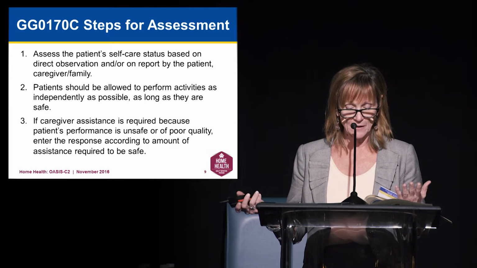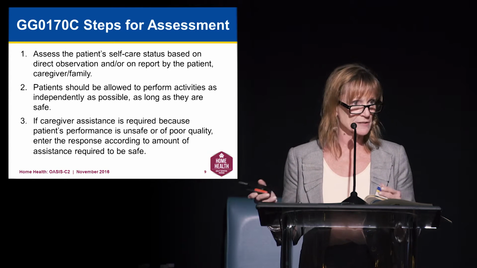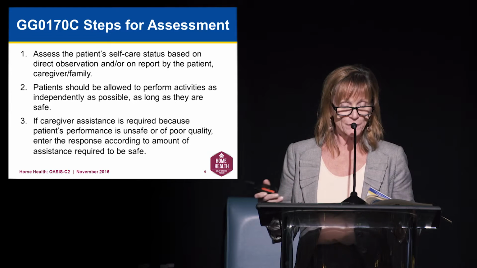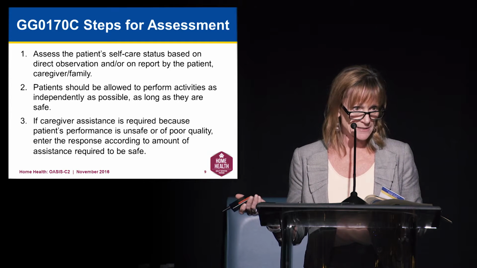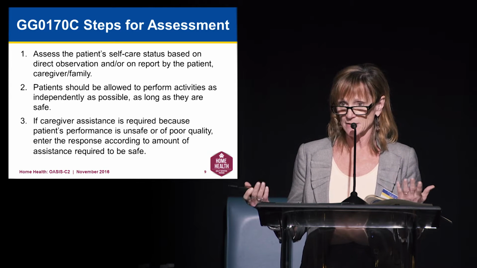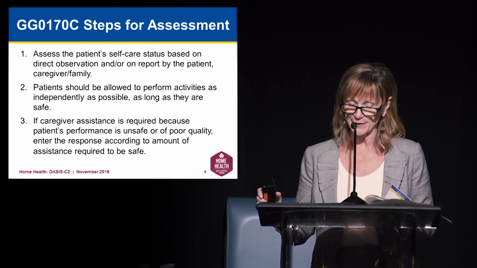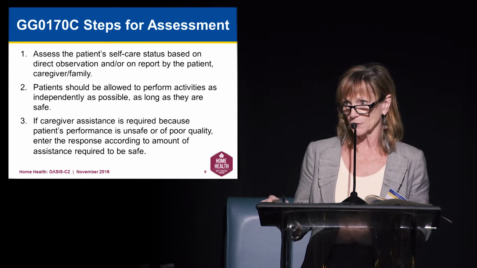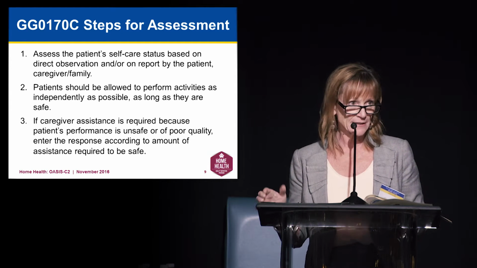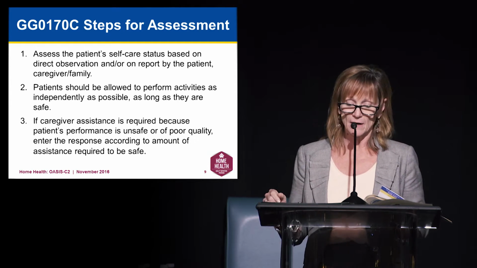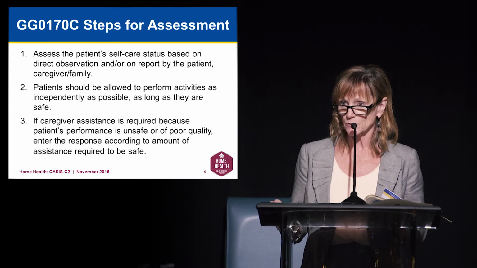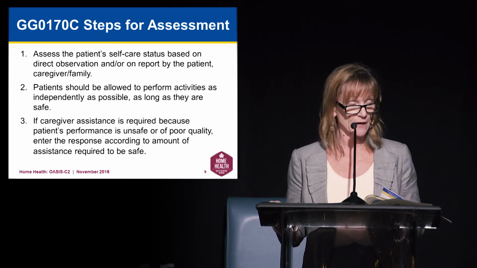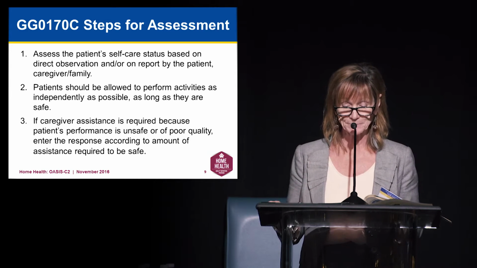So how do we complete this? How do we obtain this information? What are the steps for the assessment for GG0170C? The first, obviously, is to observe and assess the patient's ability to do this. This is one of our greatest skills in home health. So have the patient perform the task. We also want to get as full a picture as possible, so obviously ask the family members or the caregivers, how does the patient perform this task? So you're pulling all of the information together to assess what their ability is to move from lying to sitting on the side of the bed.